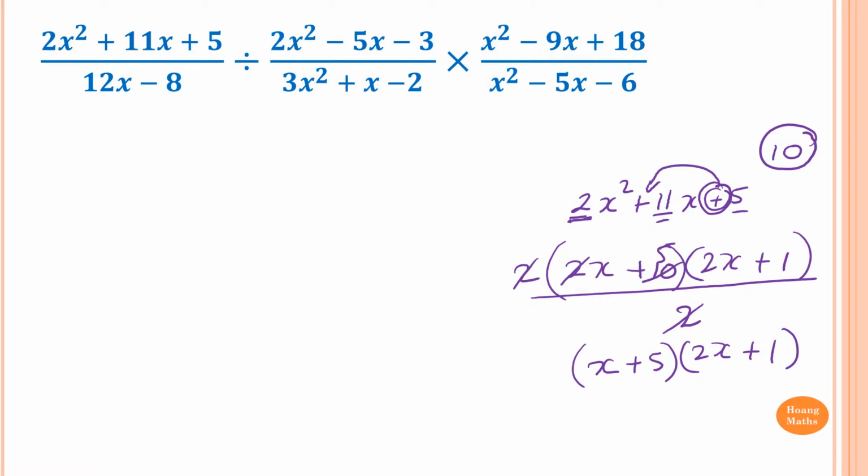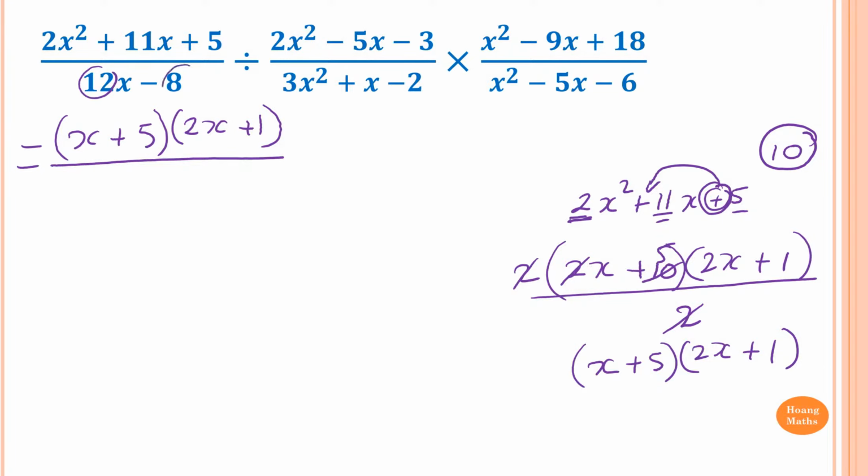So now what we do, I just write this out first. So which is x plus 5 and then 2x plus 1, all over... Now the common factor of 12 and 8 is 4. So I take the 4 out. So 12 divided by 4 is 3, so it's 3x, minus 8 divided by 4 is 2. So this is what I get.